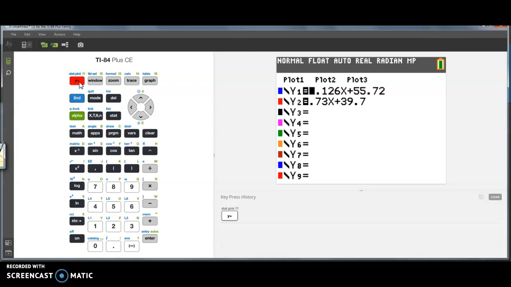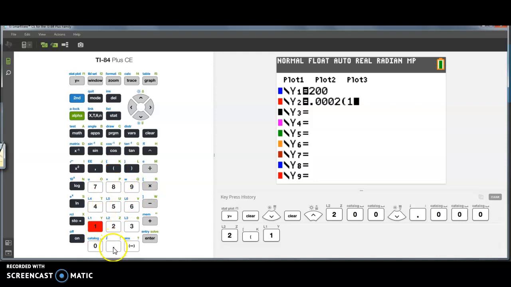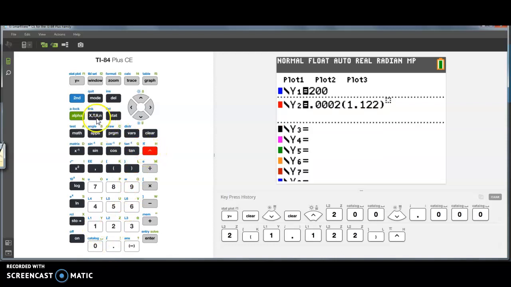So I'm going to my y equals, clearing out what I had previously in here. I said my y1 I was going to make to be the 200, and the y2 I was going to make my formula. So 0.0002 times parenthesis 1.122 to the x power.